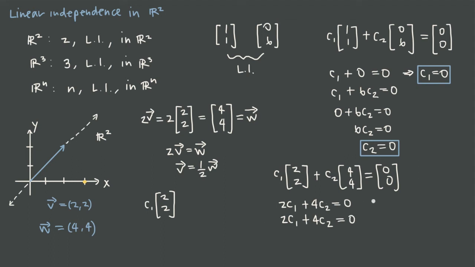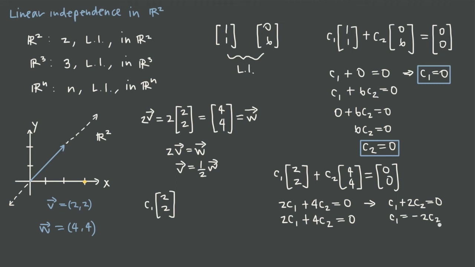So I have the same equation in both instances. If I solve one of these, what do I end up with here? I'll divide both sides by 2, and I'll get C sub 1 plus 2 C sub 2 is equal to 0. If I subtract 2 C sub 2 from both sides, I'll get C sub 1 is equal to negative 2 C sub 2.